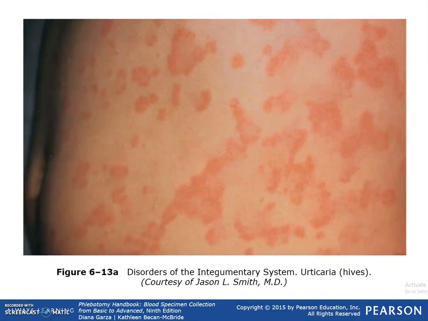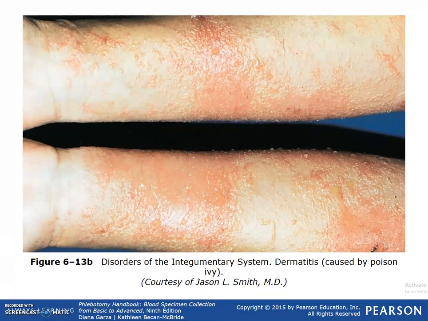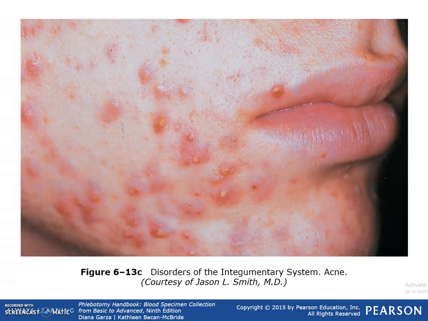This is an example of hives. Sometimes it presents as welts. This is our body's natural reaction to an allergy, whether it be to food, medicine, or something we touch. This is dermatitis, which is caused by poison ivy. As you can see, it's almost like blisters that are weeping start forming. This is the inflammation of the skin.